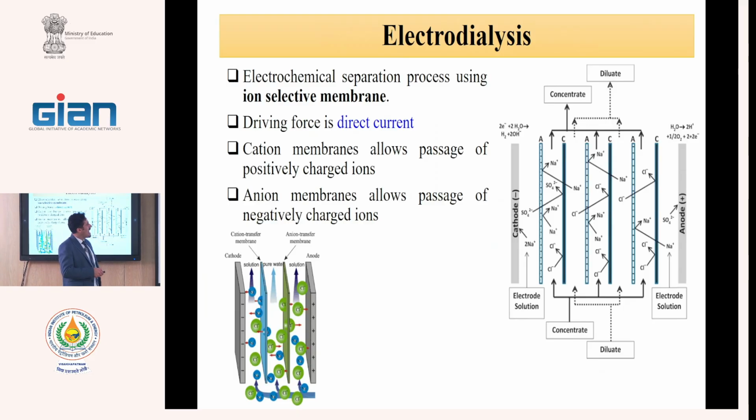Therefore, we have an anode and cathode. Okay? And between this anode and cathode, we have usually 10 membranes. 5 are cation and 5 are anion. Anion, cation, anion, cation. And the distance between two membranes is about 1 millimeter.